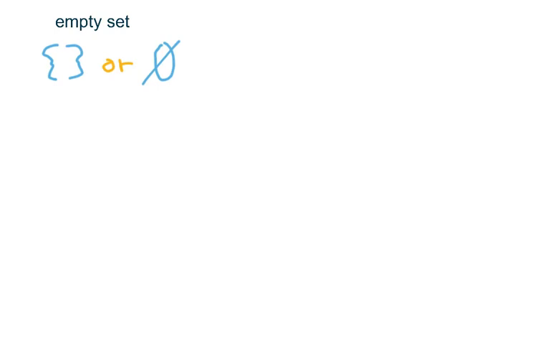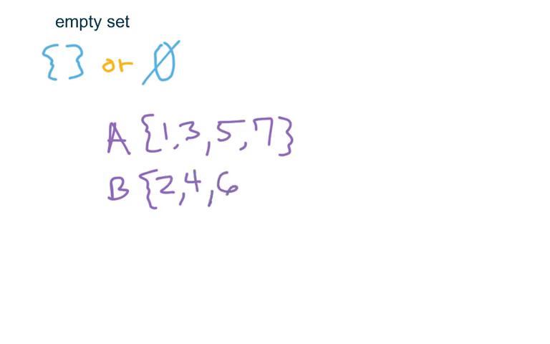And that simply means empty set. And again, you're like, well, where does that come up? Let me show you. So what if A was 1, 3, 5, and 7, and B was 2, 4, 6, and 8? And I asked this question, A intersection B.